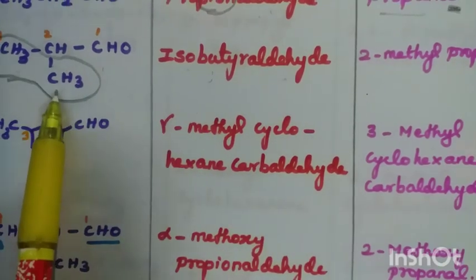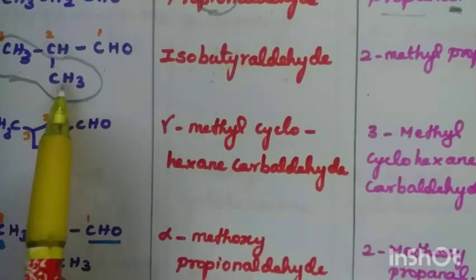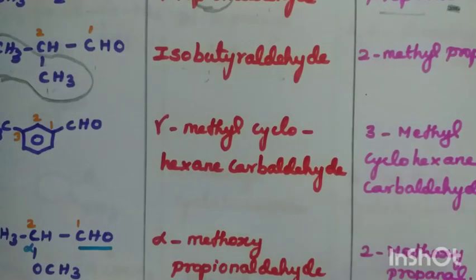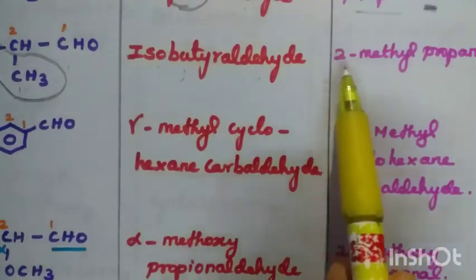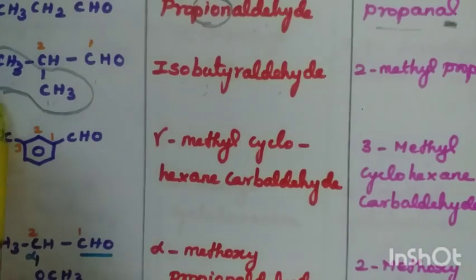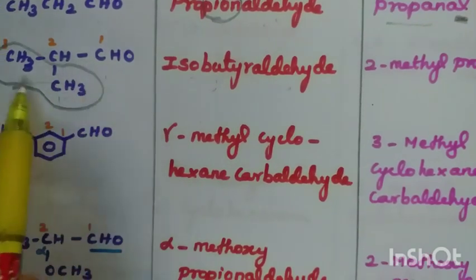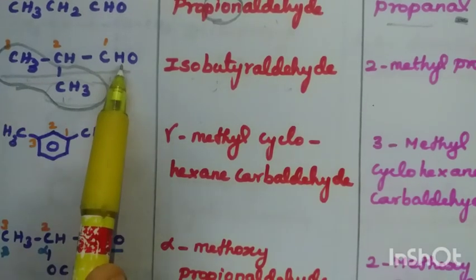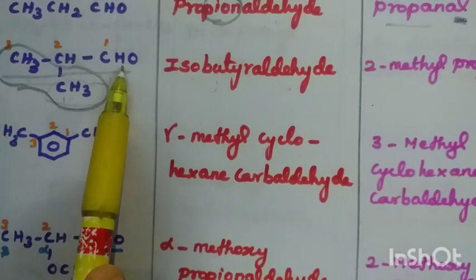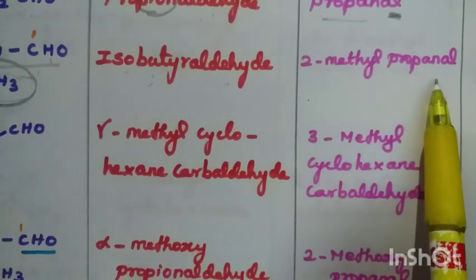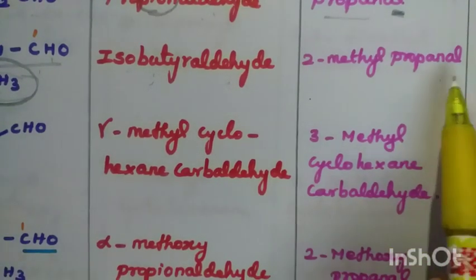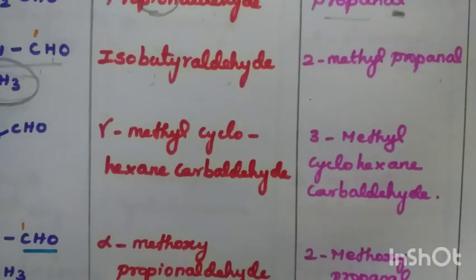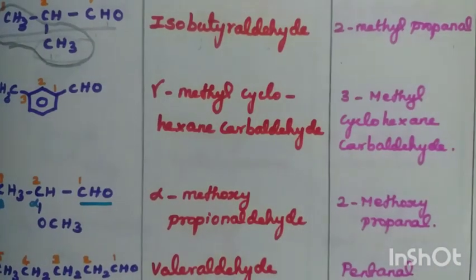How to write the IUPAC name? First you have to find the substituent. Yes, on the second carbon we have methyl. So it is 2-methyl. Totally how many carbon atoms in the long chain? Three carbon atoms in the long chain. So 2-methyl propanal. 2-methyl propanal.